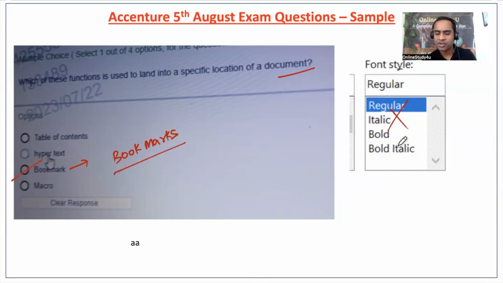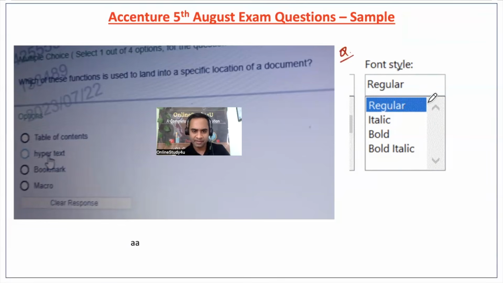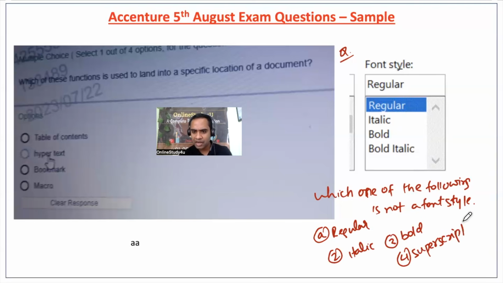Now, one more question was there, friends. Four options were given, and I was not able to put that question here; somehow it got deleted. They had asked: which one of the following is not a font style? There were four options: regular, italic, bold, and the fourth one was superscript. For that, I had put the image here. Regular is a font style, italic is a font style, bold is a font style, but superscript is not. So superscript was the answer for that particular question.